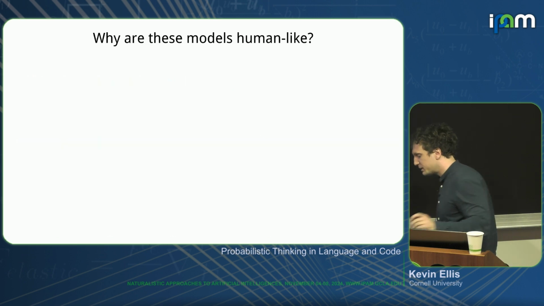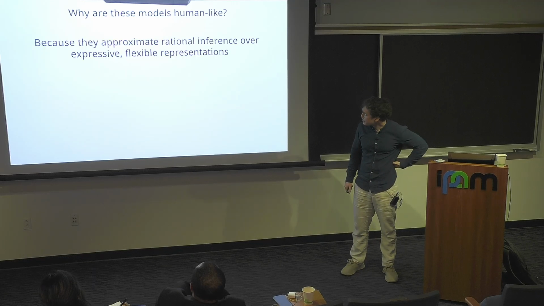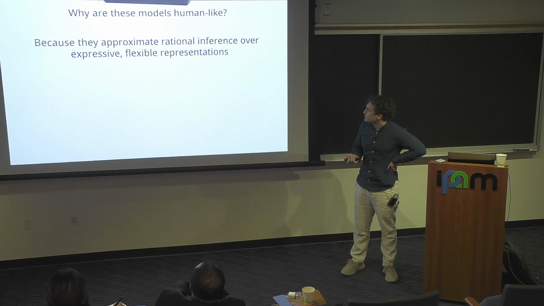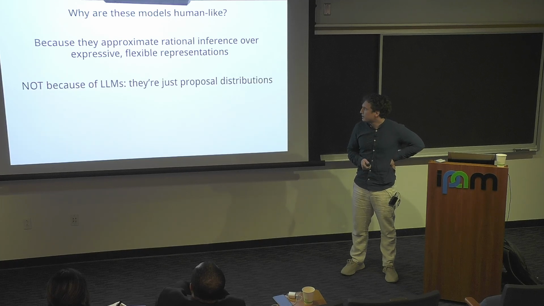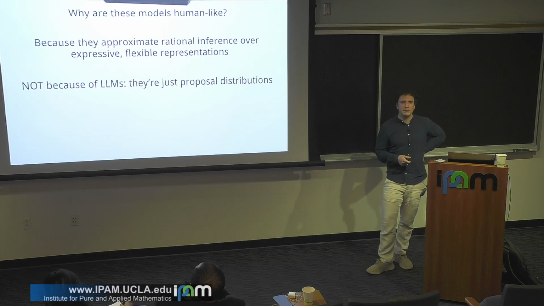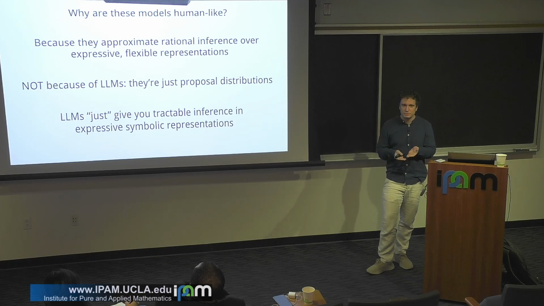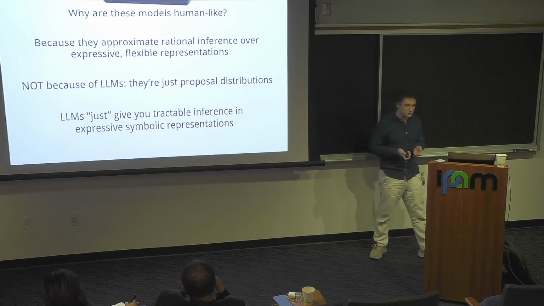So before we start talking about the more engineering part of the talk, I want to reflect on why these models were human-like. So in my opinion, it's because they're approximating rational inference, just like evolution sculpted us to be mostly rational on average, over things that are expressive and flexible, like language and Python. It's not, in my view, because of LLMs. It's not like the LLM magically confers human-like behavior. All they're, quote-unquote, just doing is projecting down this incredibly rich space to a manageable subset and making tractable computations that would otherwise be incredibly unwieldy.